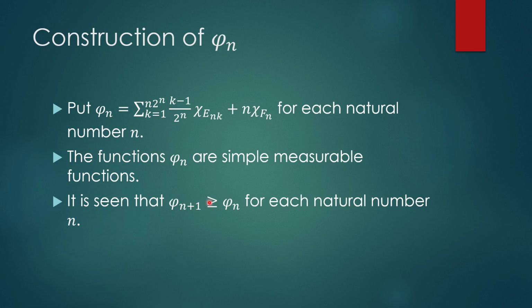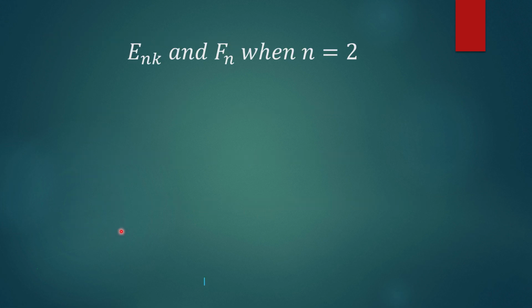Alright, so now let us see how E_nk and F_n look when n is equal to 2. So I told you when n is equal to 2, k runs from 1 to 8, because n times 2^n is equal to 8 when n is equal to 2. So E_nk and F_n, let us see some simple graphical illustration, so you can easily refer to this one when you are confused.